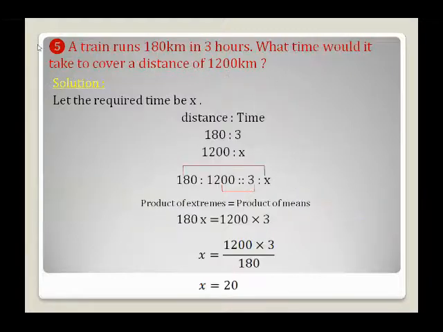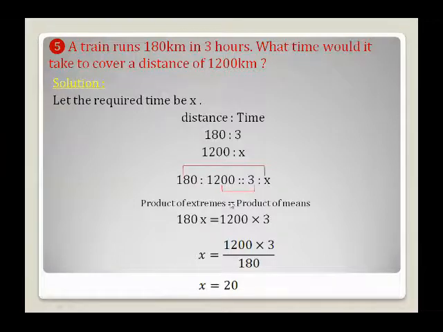Okay, now students, here is question number 5 from the same exercise. A train runs 180 kilometers in 3 hours. What time would it take to cover a distance of 1200 kilometers? Now let's start the solution. Let the required time be x. The distance to the ratio time. The distance is 180 to the ratio 3, and another distance is 1200 and the time required, which we let be x here. Now here we write these ratios in a proportion form. So we write 180 ratio 1200 proportion 3 ratio x.